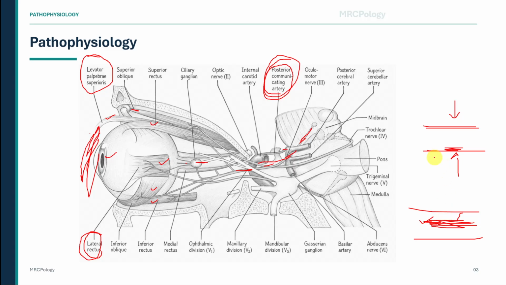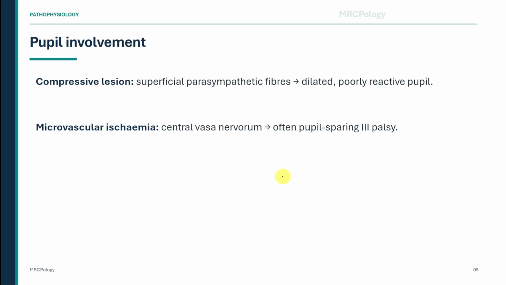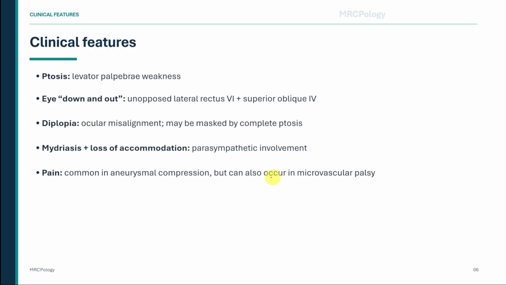MRCP trap. Pupil sparing does not completely exclude an aneurysm, especially if the palsy is partial, painful, progressive, or atypical. This is why many neuro-ophthalmologists now recommend imaging all new acquired third nerve palsies, or at least having a very low threshold for urgent vascular imaging.